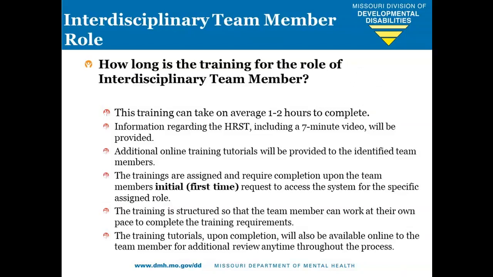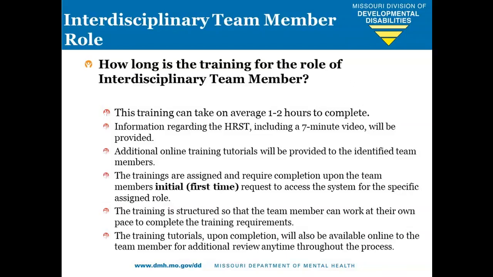There we go. How long is the training for the role of interdisciplinary team member? This training can take on average 1 to 2 hours to complete. Information regarding the HRST, including a 7-minute video, will be provided. Additional online training tutorials will be provided to the identified team members.